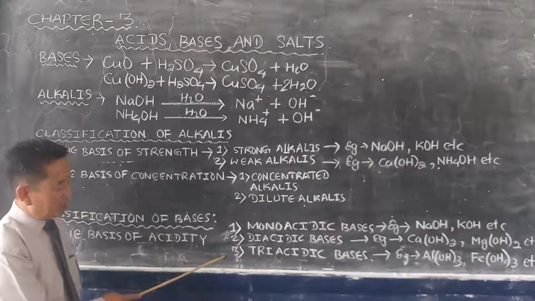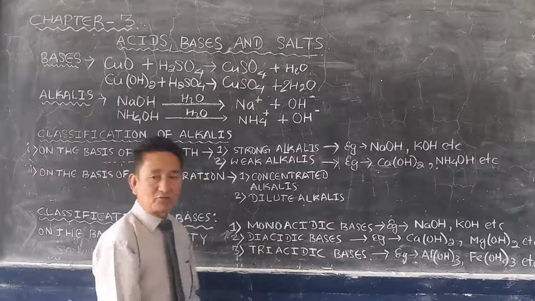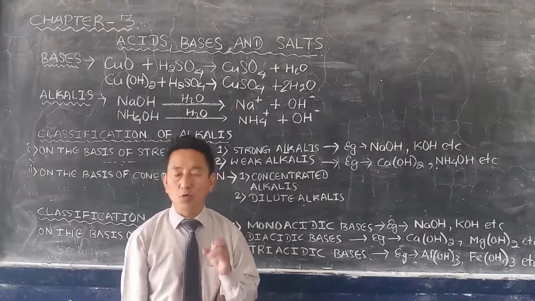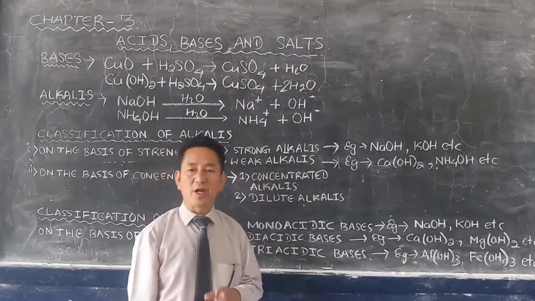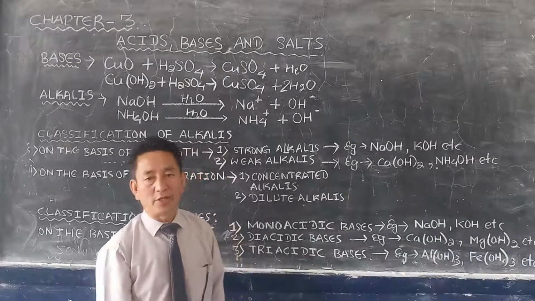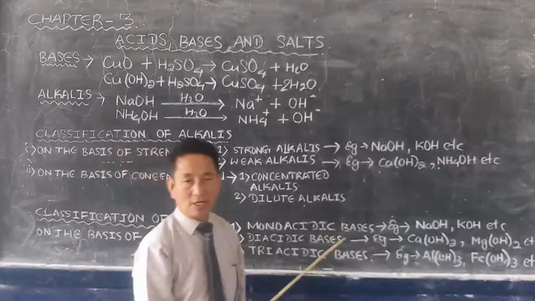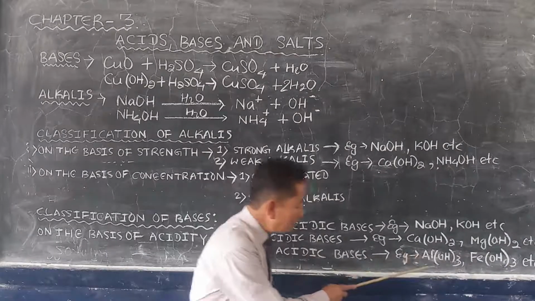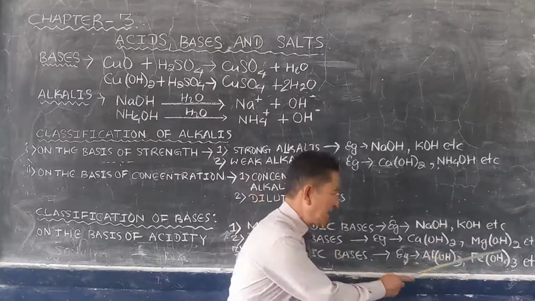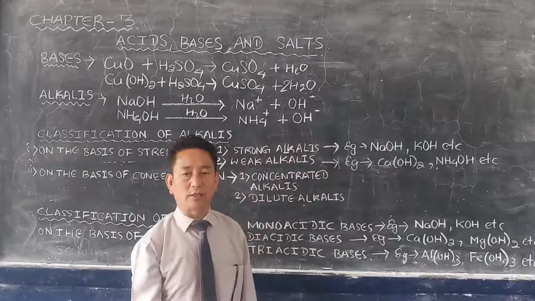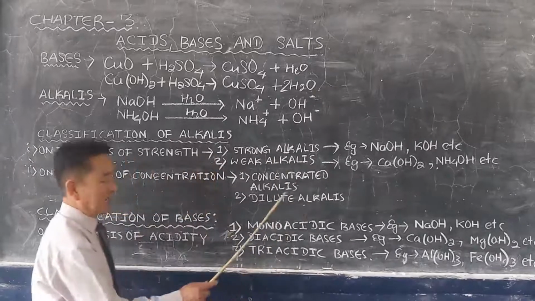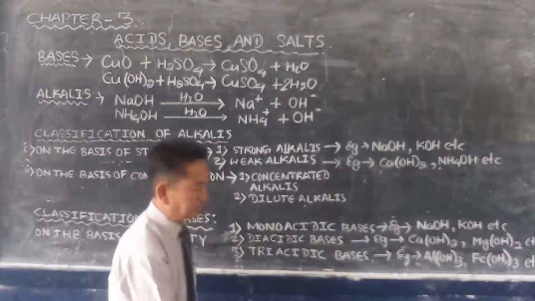Now last one here, triacidic bases. Triacidic bases are those bases which when dissolved in water produce 3 hydroxyl ions as the only negatively charged ion. Here aluminum hydroxide, ferric hydroxide, etc. are examples of triacidic bases.